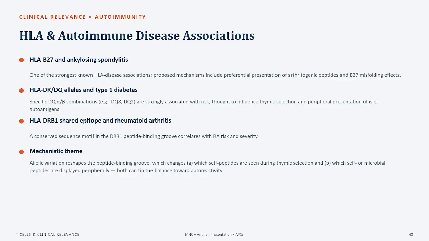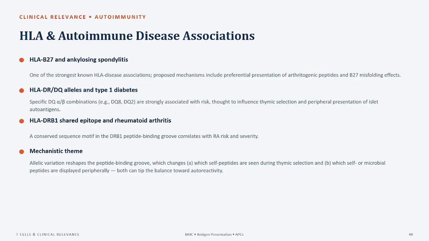From the HLA and autoimmune disease point of view, associations. The HLA-B27 is strongly linked to ankylosing spondylitis via proposed mechanisms like the arthritogenic peptide presentation or heavy chain misfolding, which has been shown in quite a few publications in recent time. Specific alpha beta combinations appear to correlate with genetic susceptibility to type 1 diabetes by influencing the thymic selection.